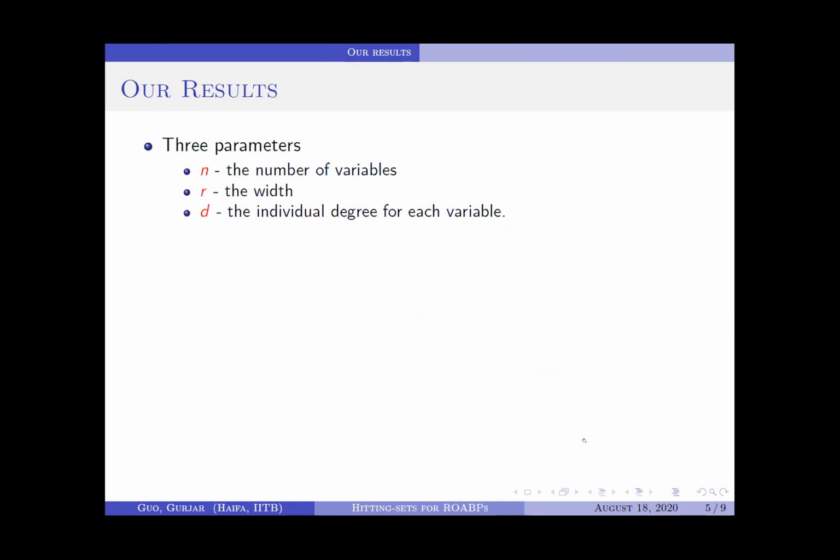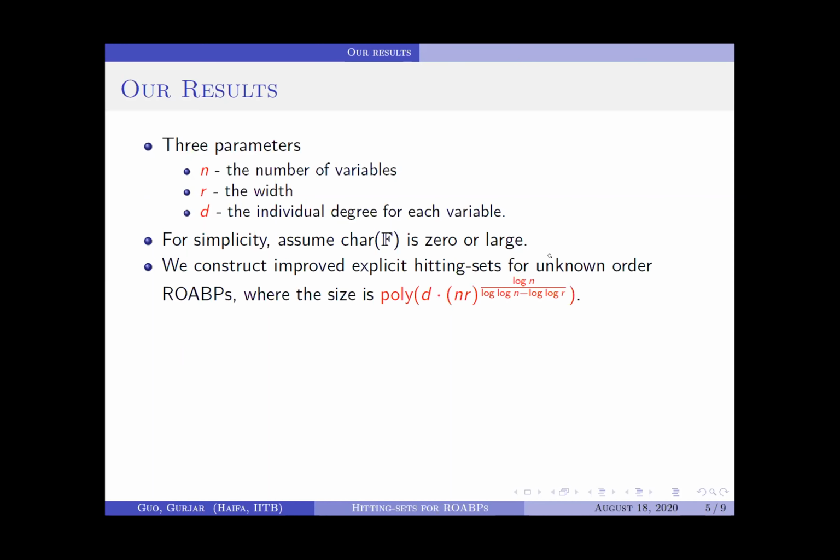To state our results, let me first explain the parameters. We have three parameters, n, r, and d, where n is the number of variables, r is the width of the ROABP, and d is the individual degree bound for variables. For simplicity, I'm also going to assume the characteristic of the field is 0 or large. Our first result is an improved explicit construction of hitting sets for ROABPs with a known variable order. The size of our hitting set is polynomial in d and super polynomial in nr, where the exponent is log n over log n minus log r.